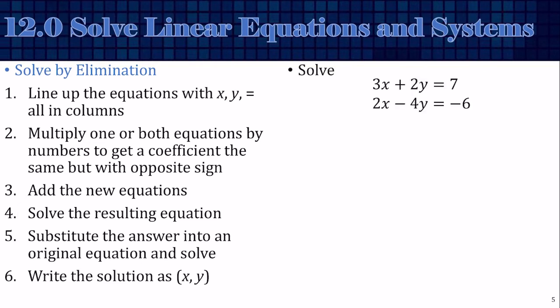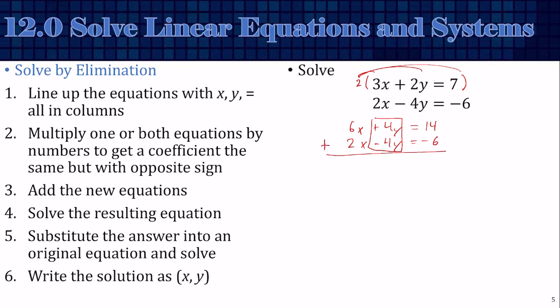So let's solve this. Well, what would we like to eliminate? I think it might be easy to eliminate y. Since I have negative 4y, if I multiply the first equation by 2, that would give me 4y and negative 4y. So if I distribute that, that'll be 6x plus 4y equals 14. And the bottom equation I didn't change. And notice I have 4y and negative 4y. So when I add those together, I'll get 0y.